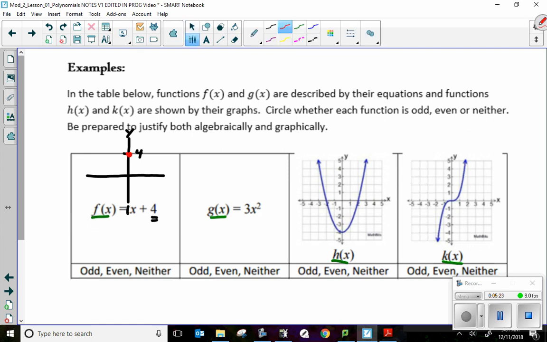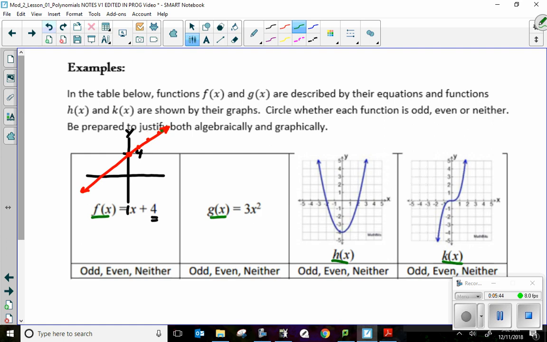We'll go here, go up 1 over 1, up 1 over 1, up 1, and so forth. The line would look something like that. Okay? That clearly is not a reflection over the y-axis. Because if this part in quadrant 1 was reflected over the y-axis, it would look like that. Okay? So that's not a reflection over the y-axis.